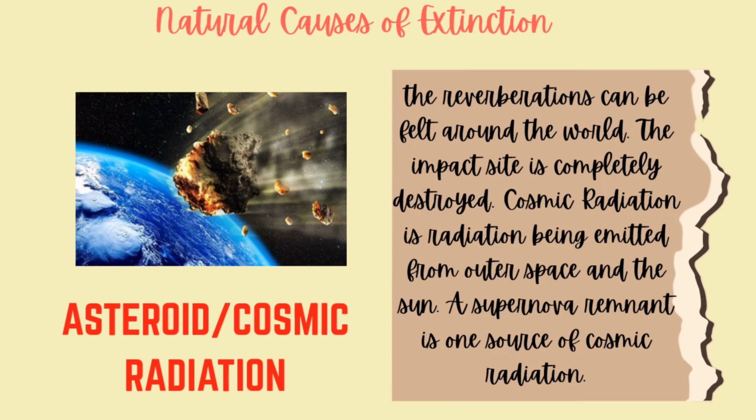Next is asteroid or cosmic radiation. Asteroids hit the Earth with extreme force. The reverberations can be felt around the world. The impact site is completely destroyed. Cosmic radiation is a radiation being emitted from outer space and the Sun. It is hypothesized that being exposed to too much cosmic radiation can mutate genes, which can potentially weaken a species' gene pool in the future. Since the radiations come from the space and the Sun, it is extremely difficult to avoid radiation. A supernova remnant is one source of cosmic radiation.